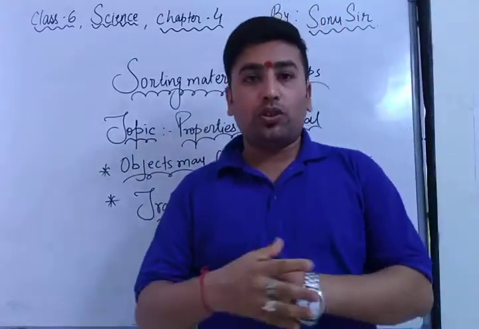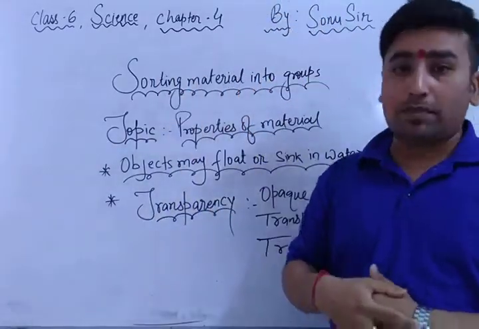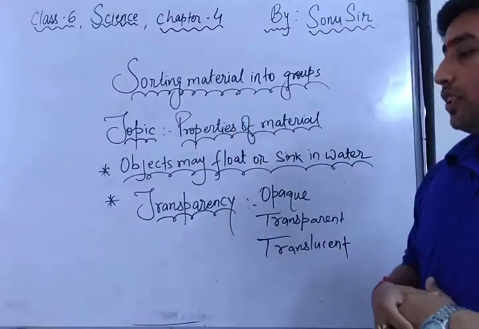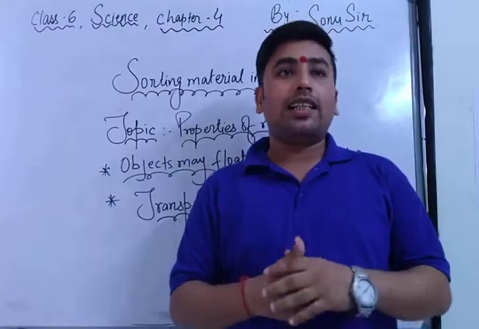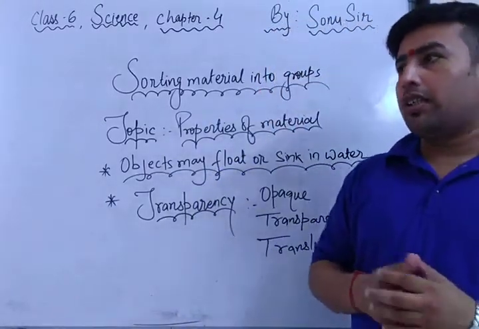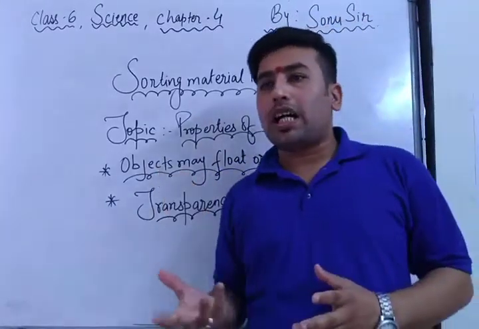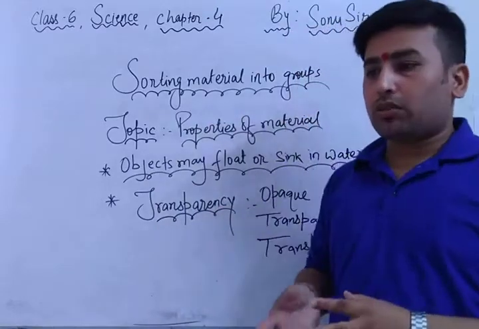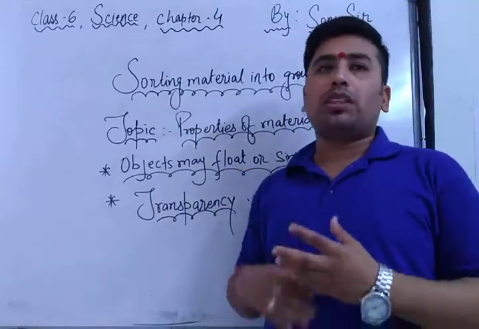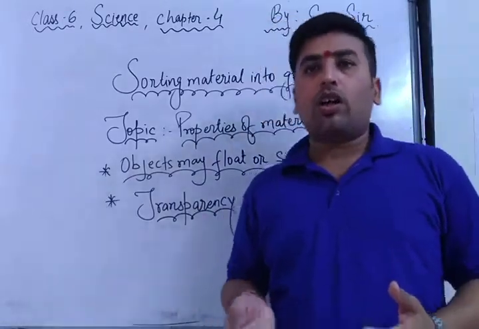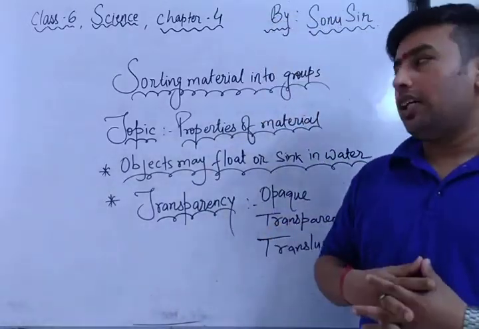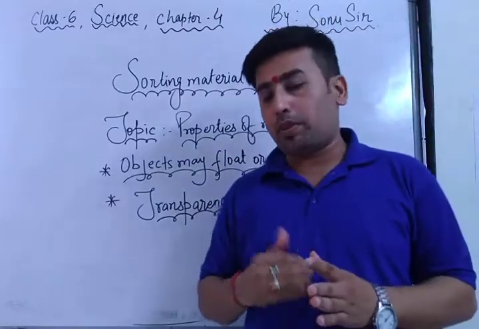In the previous video of class 6 science chapter number 4, Sorting Materials into Groups, we have studied the properties of materials like soluble or insoluble, meaning which substance can be mixed into the solvent and which substance can't be mixed into the solvent, that is, miscible, immiscible, soluble or insoluble. We studied all those properties in the previous video.